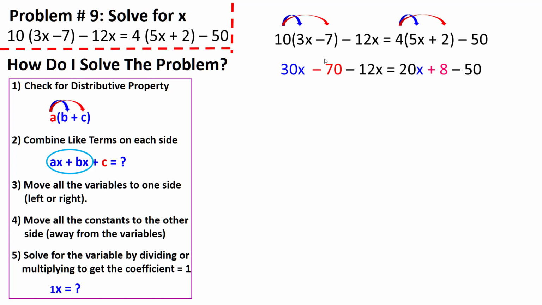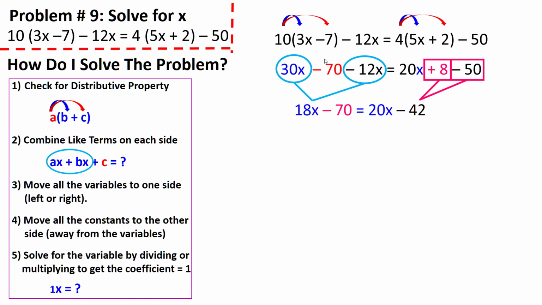Step 2. Combine like terms on each side. On the left side, I see 30x and negative 12x. On the right-hand side, I see positive 8 and negative 50. Combining those terms, 30x and negative 12x give me 18x. 8 and negative 50 give me negative 42. Step 3. Move all variables to one side. I will move positive 20x to the left side, which means I will subtract 20x from both sides. Next, I simplify. I get negative 2x minus 70 equals negative 42.